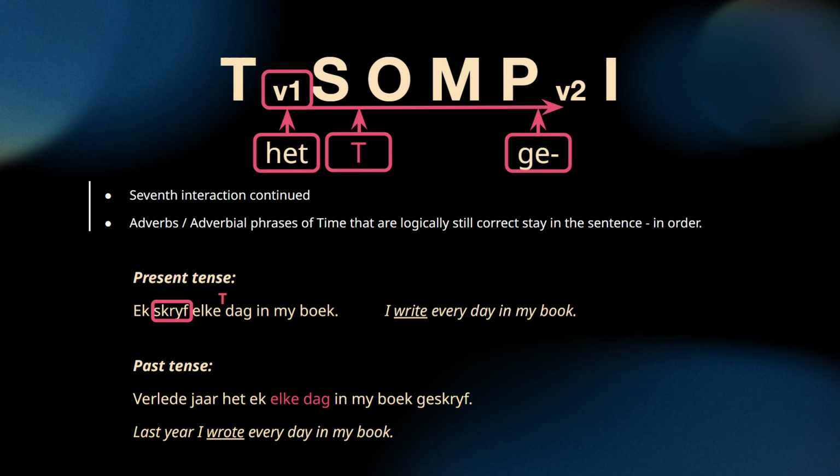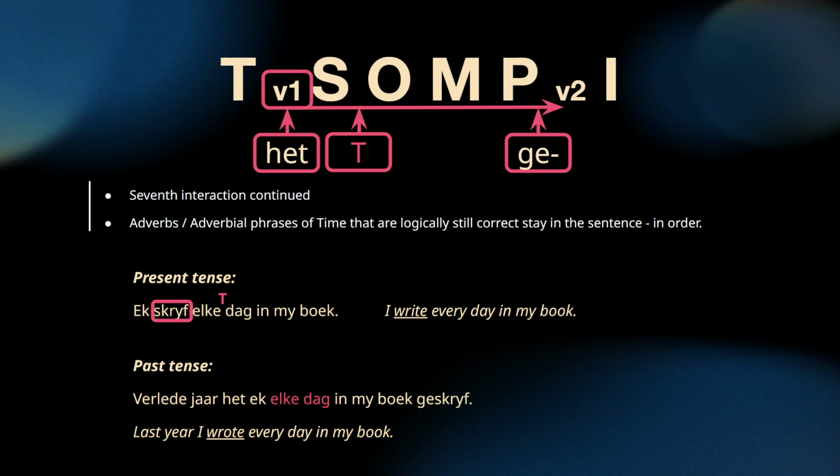This can get a little bit complicated. If we have an adverbial phrase of time that is still logically correct, even if I change the tense. In my example, ek skryf elke dag in my book. Elke dag is my adverbial phrase of time. So if I change the sentence into the past tense, verlede jaar, I change it into last year. Het being added as my first verb, then my subject, then elke dag. Well, last year, I could still have done something every day last year, so it makes sense and it is still logical to keep that adverbial phrase of time in my sentence.